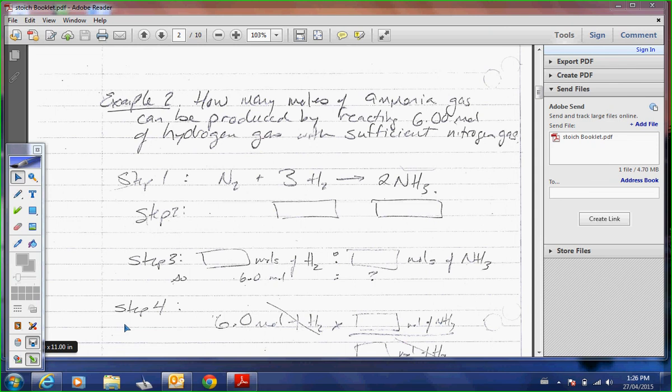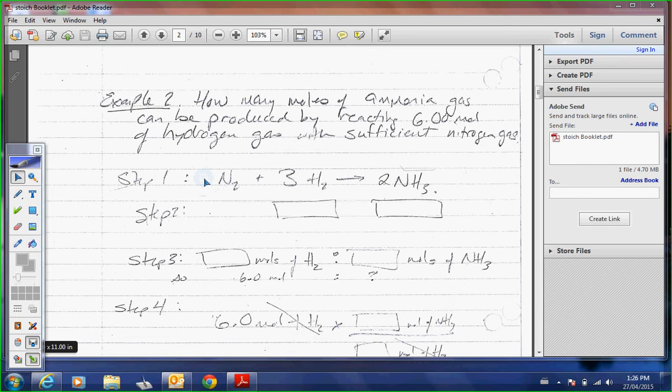Just a reminder about last day, when we worked on this booklet. How many moles of ammonia gas can be produced by reacting 6 moles of hydrogen gas with a sufficient amount of nitrogen gas? The first step that we did was that we wrote a balanced chemical reaction. Step 1, balanced chemical reaction.